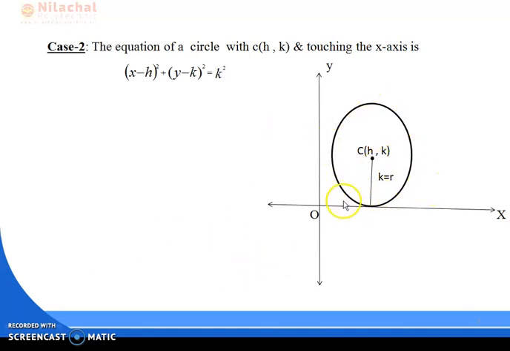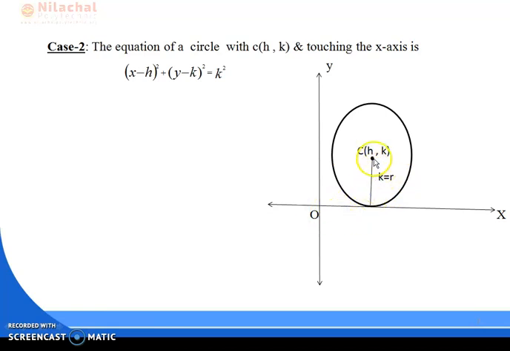This is the circle touching the x-axis. If it is touching the x-axis, there is an intersecting touching point. This point must be on the circumference of the circle. So the distance from this point to the center must be the radius by the definition of the circle. So this distance is r, the radius.